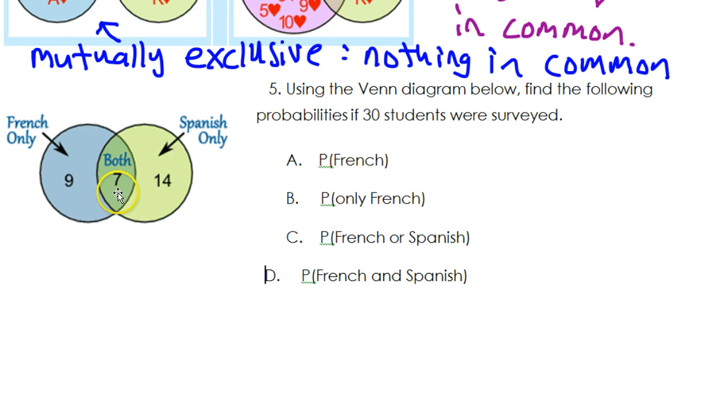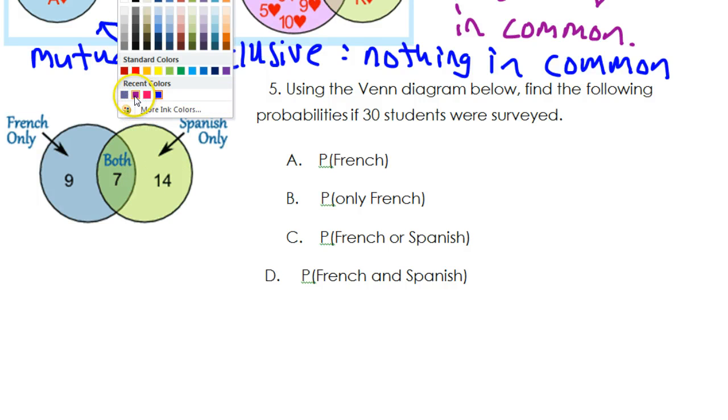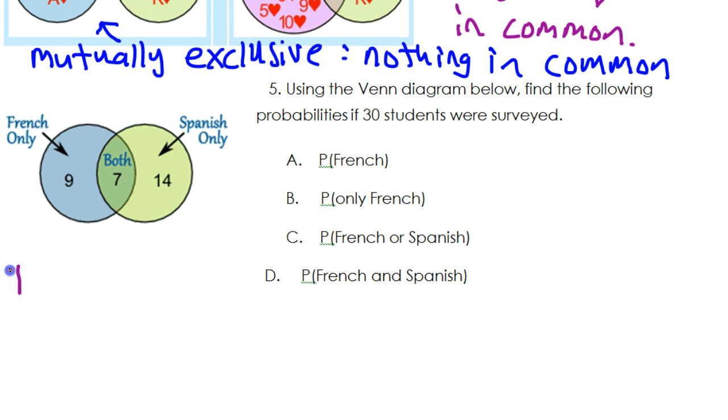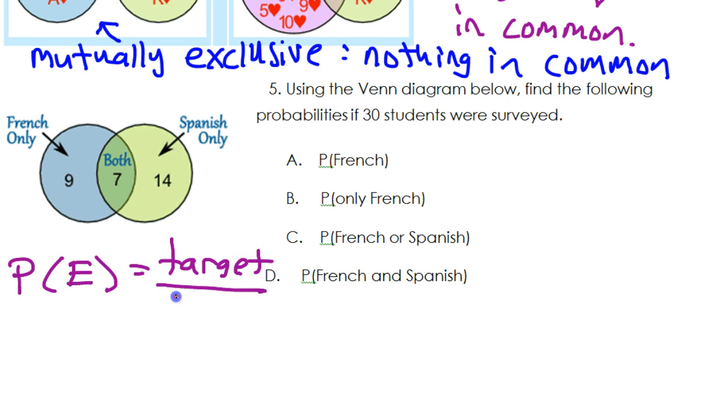Okay, 30 students. Probability is target over total. Just keep that in mind. The probability of any event is going to equal the target divided by the total.